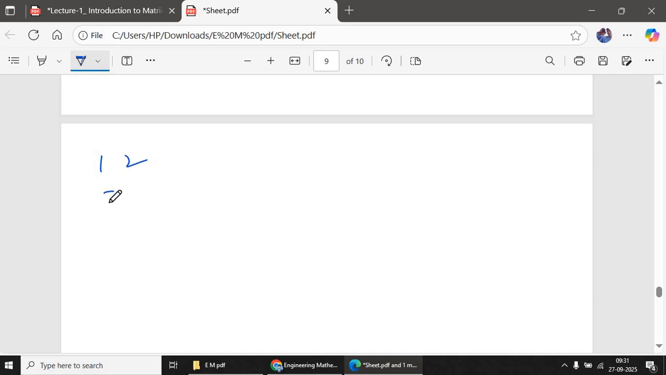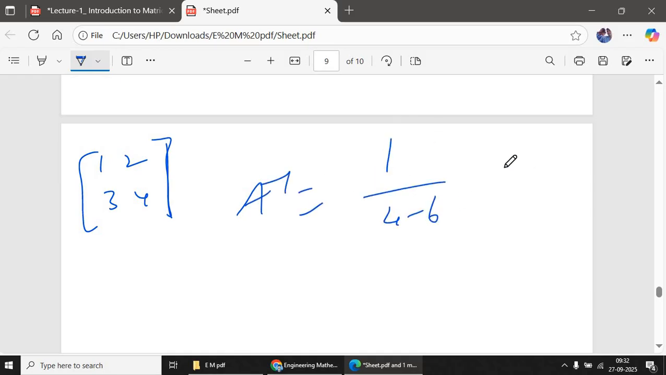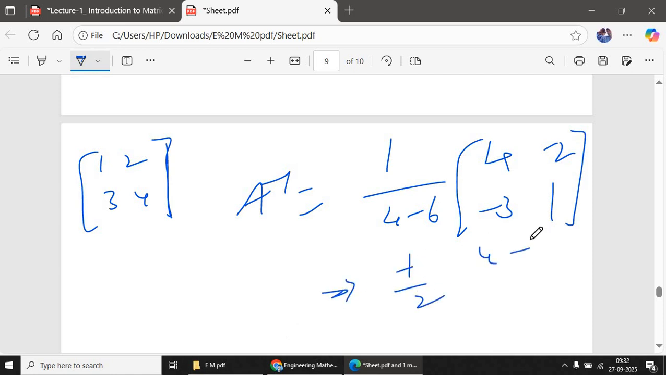Let's say we are having a matrix 1 2 3 4. Then we want to find the inverse. So how will we calculate? 1 by 4 minus 6, and interchange the diagonal elements and apply minus signs to these two. So it is nothing but minus 1 by 2, times 4 minus 2 minus 3 1.